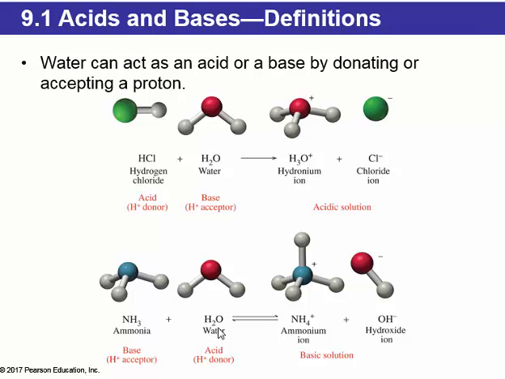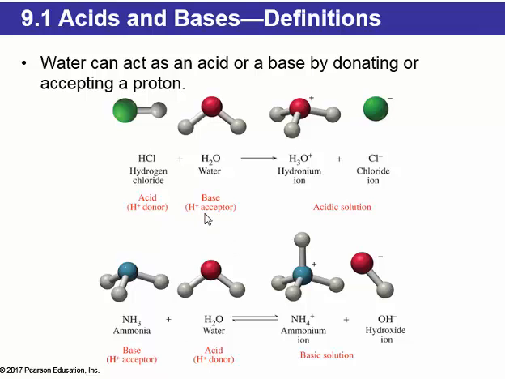If I look at water, on the left hand side I have H2O and on the right hand side I have OH with a negative charge. Whoever donates the proton loses a hydrogen and its charge becomes more negative. So water goes from H2O to OH negative. It is the donor. It has lost its proton.